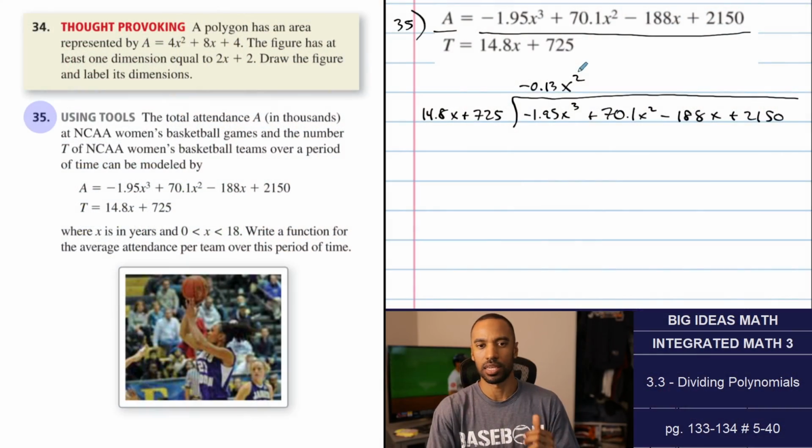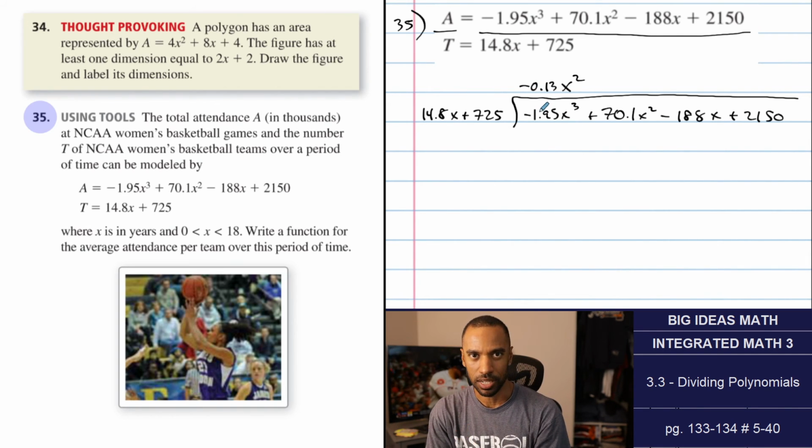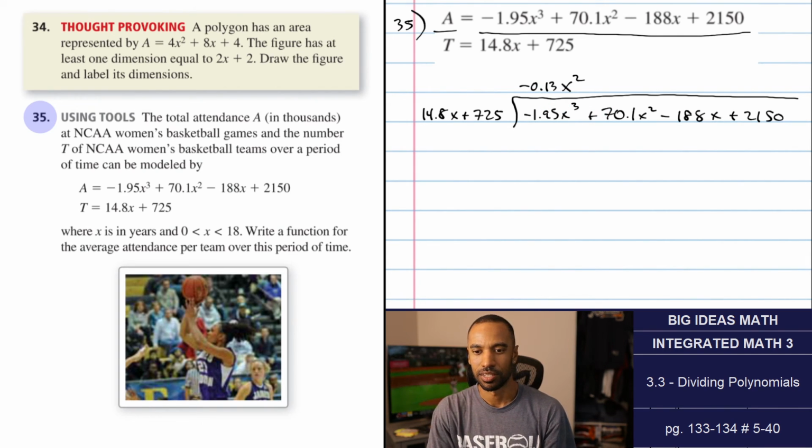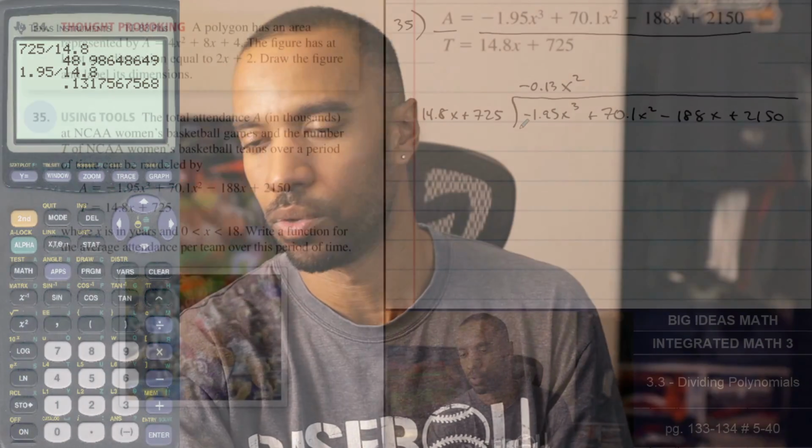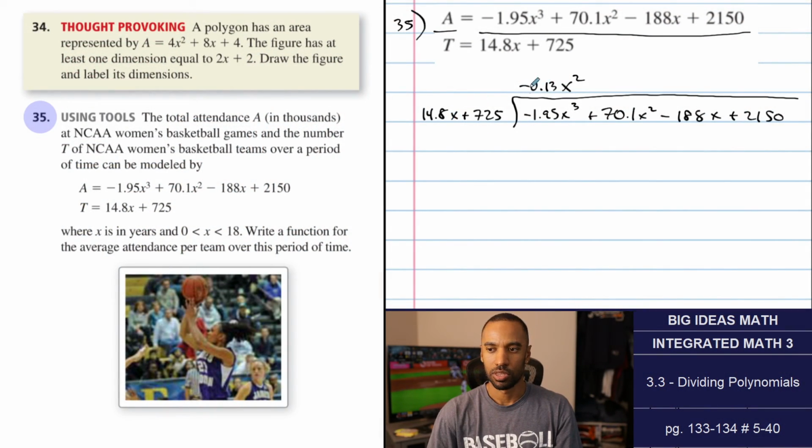Now I'm going to write that as just negative 0.13x squared. So I'm going to write this here because this times this gives me that. Keep in mind there's an exact answer in play, and it's this number here. So I need to use that, multiplying it by 14.8. That becomes negative 1.95. So this times rounded should give me this exactly, you know what I mean?